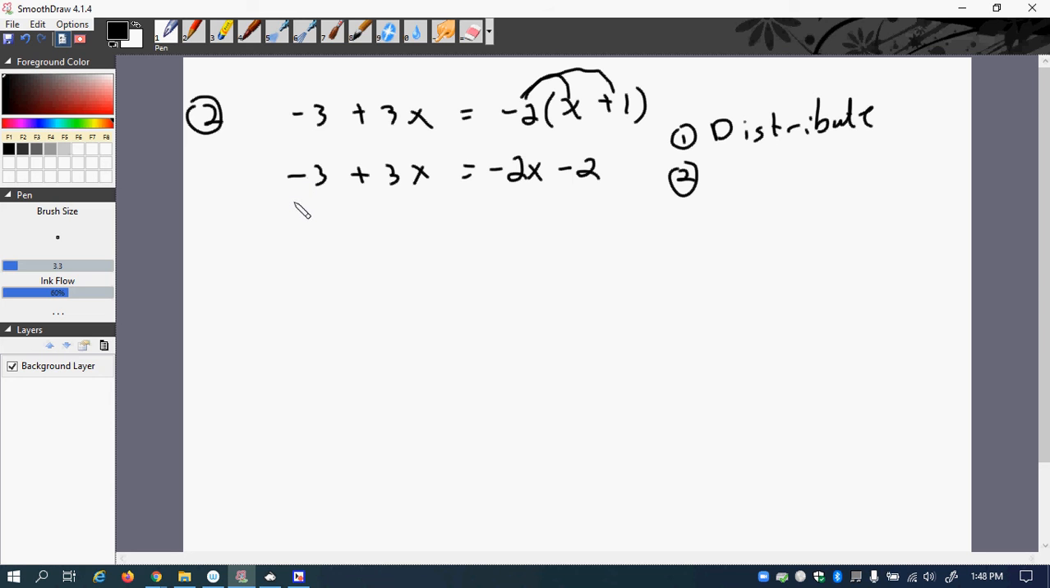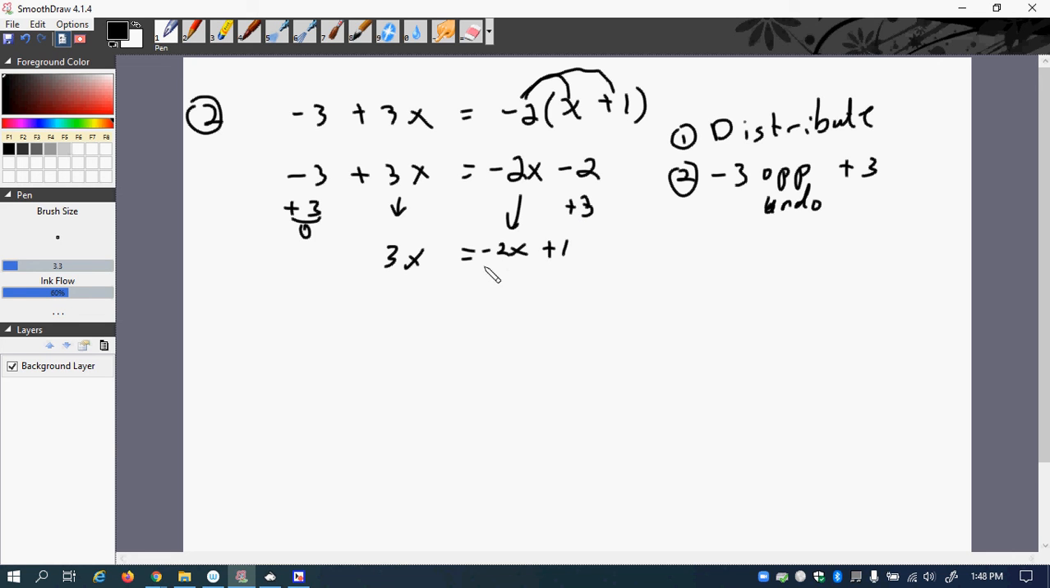So I'm going to add 3 because negative 3's opposite or undo is adding 3 to both sides. So 3 and 3, this is 0, of course. So we have 3x. We bring down negative 2x. And now we have plus, so this is plus 1, because negative 2 plus 3 is 1.